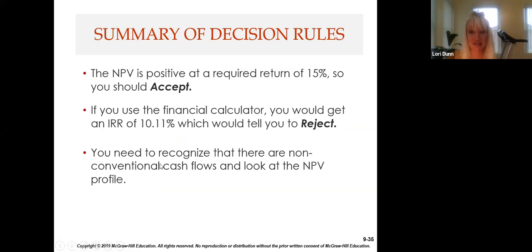Okay, so in this case, you would accept this project because between 10.11 and 42.66% internal rates of return, you have positive net present value. And as we said, if you just used your financial calculator and went, I can't use it, no, you made a wrong decision. So this is to alert you. Normally, if you have all positive cash flows, you're cool. But if you start having these non-conventional cash flows, you've got to dig deeper. You can't just take it for what your calculator said.